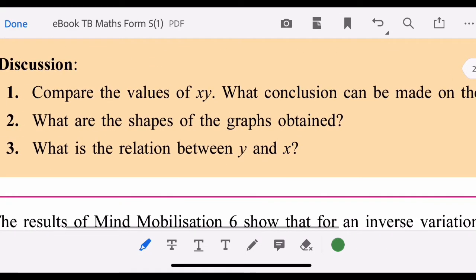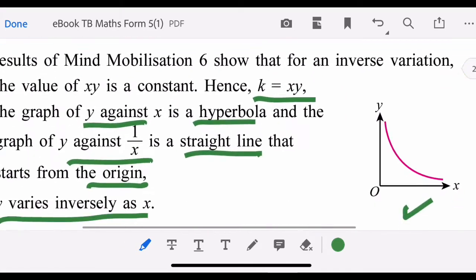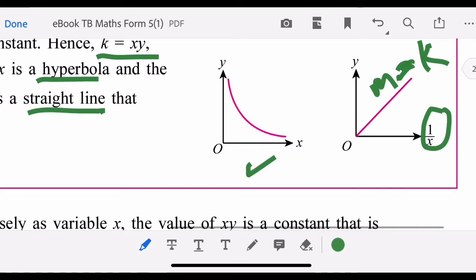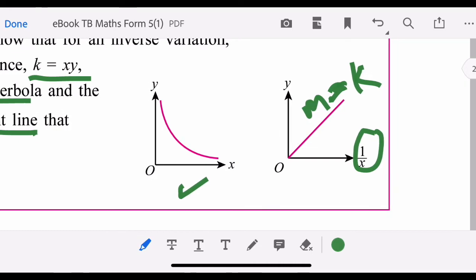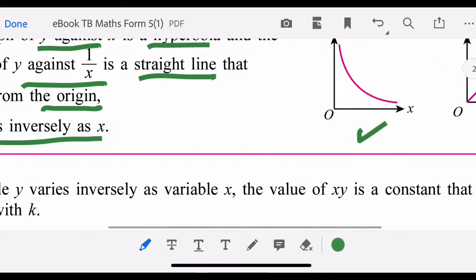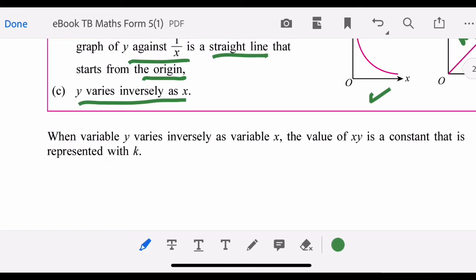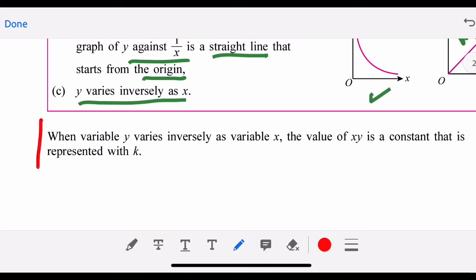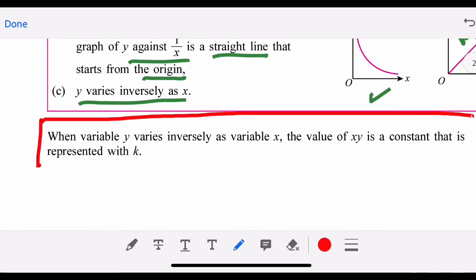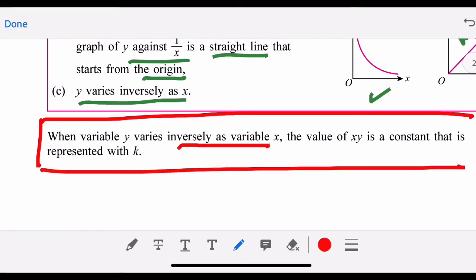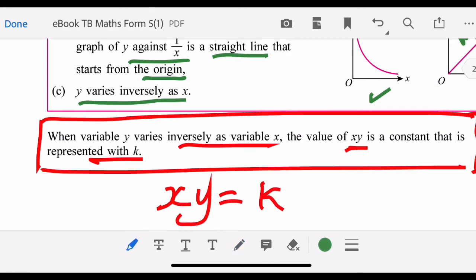So after drawing the graph, the shape of the graph will be like this. Okay, so I have explained about the graph. Now we can conclude that this is a very important conclusion. When variable y varies inversely as x, the value of xy is a constant, which is represented by k. That means xy is a constant, k.